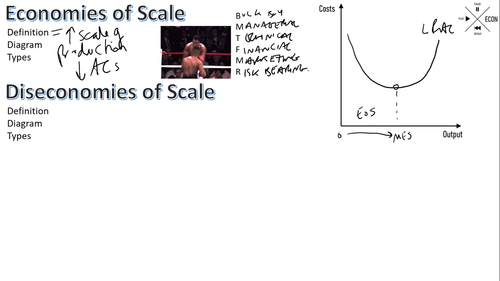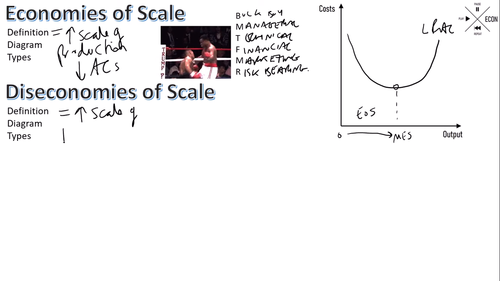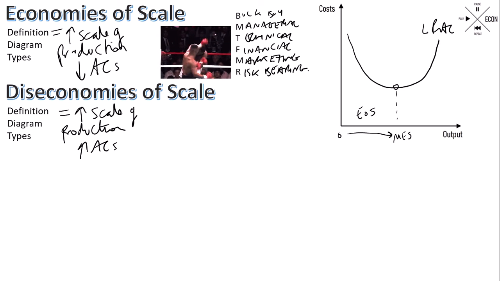Okay, so diseconomies of scale then are the disadvantages a firm experiences when they increase their scale of production in the form of rising average costs. Okay, so it's whenever a firm experiences an increase in costs as their output increases.